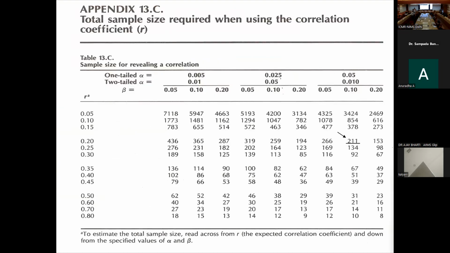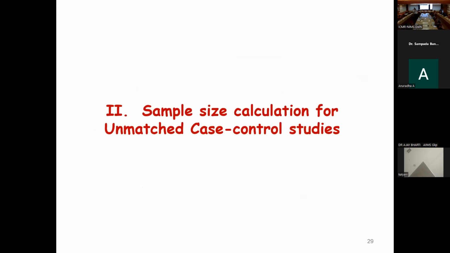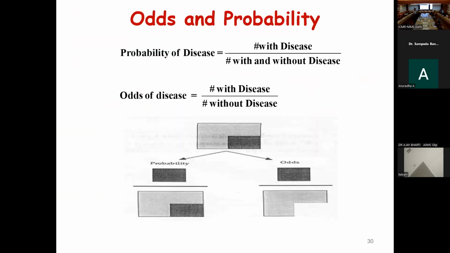Now for case control studies, next. So for case control studies, you will use the odds ratio. For cohort studies, you will use the risk ratio. I hope you understand the difference between odds ratio and risk ratio, right? So just take this example. Now treat this circle as 4. The black one is 1 and the white one is 3.